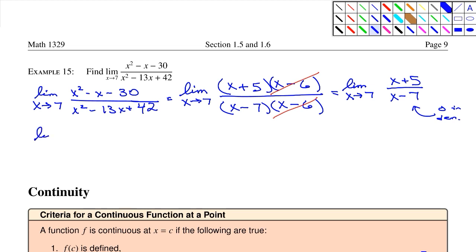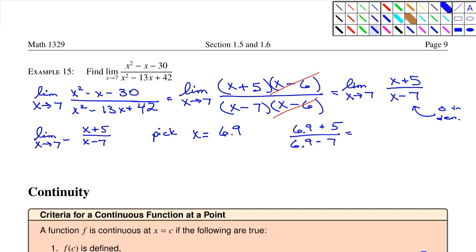And so let's look at the left limit. The limit as x goes to 7 of x plus 5 over x minus 7. Let's pick x is equal to 6.9. So we can do 6.9 plus 5 over 6.9 minus 7. That's a positive number divided by a negative number, which is negative. So this would be negative infinity.